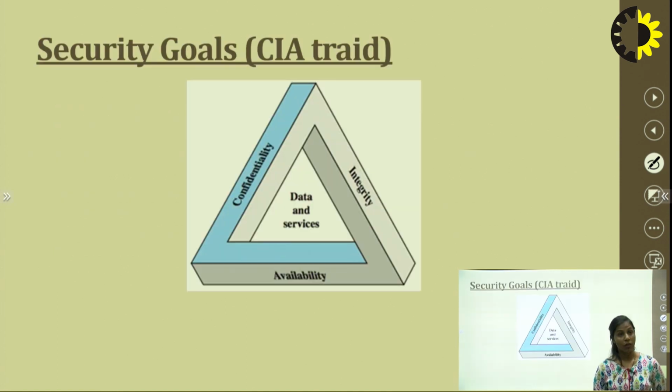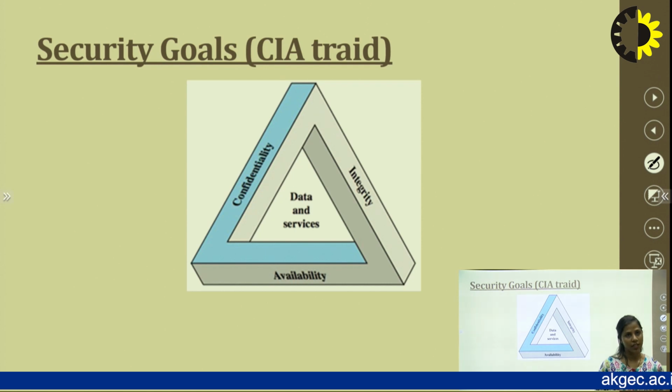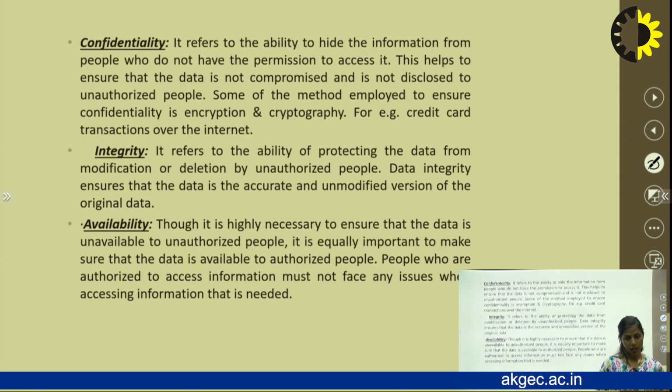First of all, let's discuss the security goals. What are security goals? Whatever information and data we are using, we have to protect it. So what are the goals to protect that data? We have the CIA triad, which involves three things: first is confidentiality, second is integrity, and third is availability. Let's discuss them one by one. What are confidentiality, integrity, and availability?